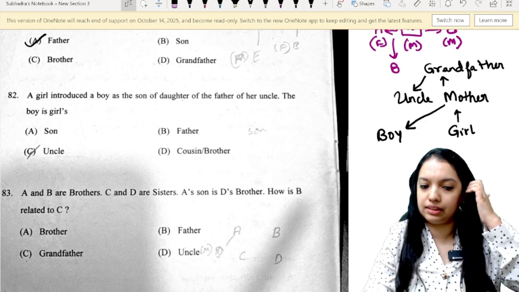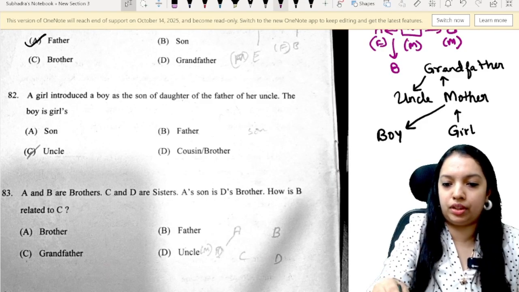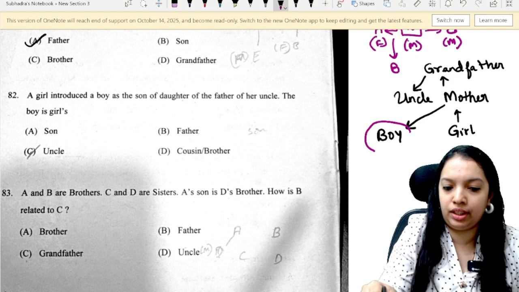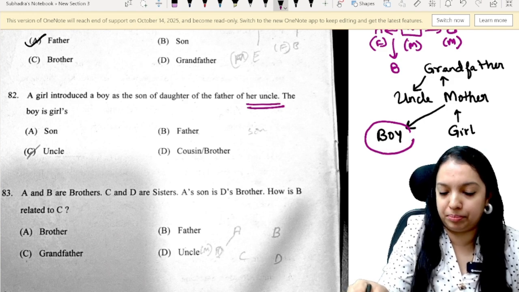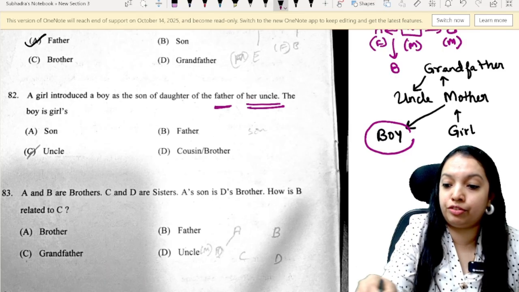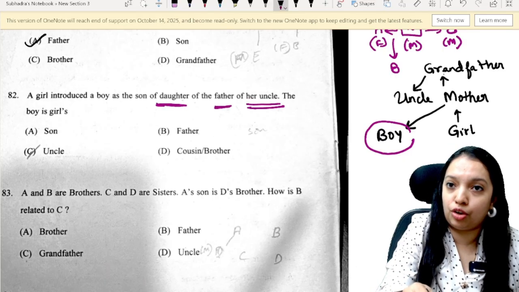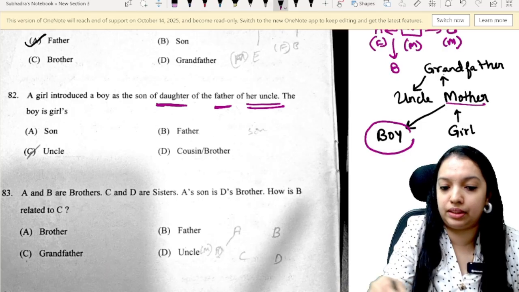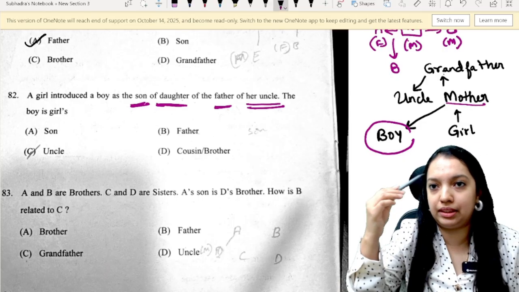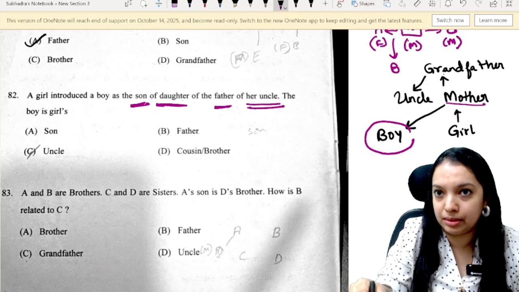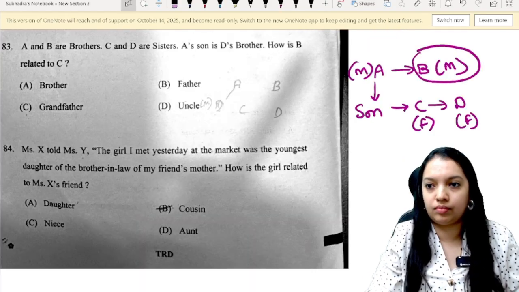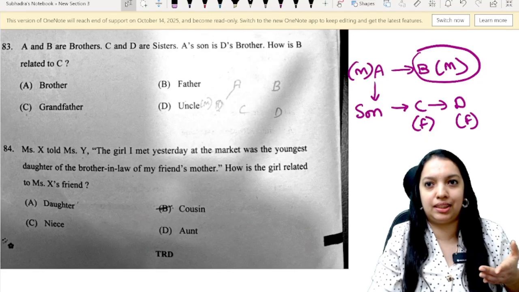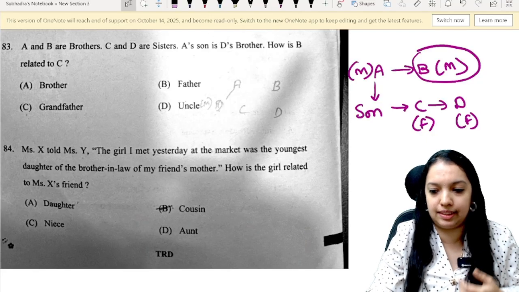Next answer: a girl introduced the boy. Basically, this boy is the son of, going from last, her uncle, her mother's brother. The father of the uncle is the grandfather. The daughter of the grandfather is her mother. The son of her mother is that boy, so he is her brother, or there is a possibility that he is her cousin. This is a question from the ICAI study material only, an exercise question.